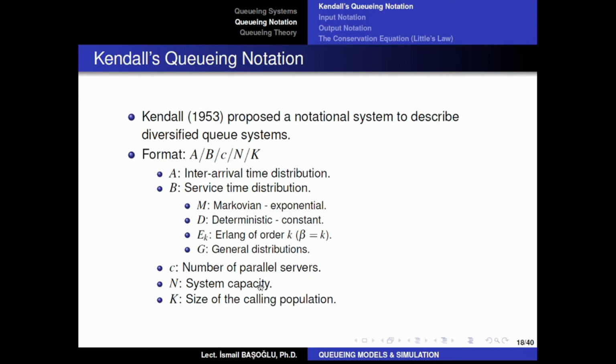Capital N is the system capacity. Capital N is the total number of people who can enter the system and be there. And if the system is at full capacity, the new arrivals cannot enter the system. Even though they arrive, they immediately leave the system. Why? Because the system is at full capacity. And K is the size of the calling population, the number of pending clients outside the system.